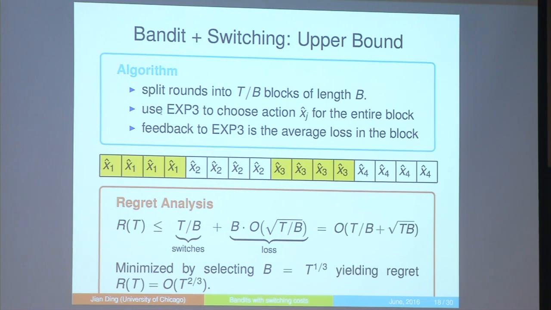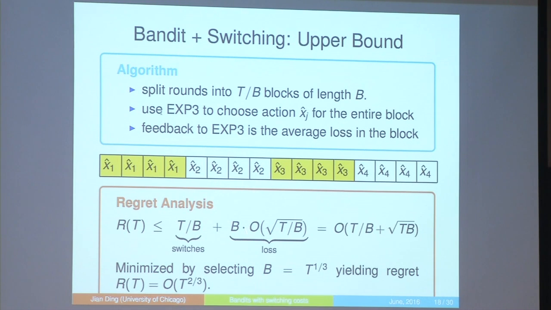So you just block the runs into sizes of B, so you get T over B blocks. Now for each block, you treat the average of the loss function in the block as the feedback you receive for that block. And you apply the EXP3 algorithm to the bandit model. Since there are at most T over B blocks, that's an upper bound for the number of switchings.